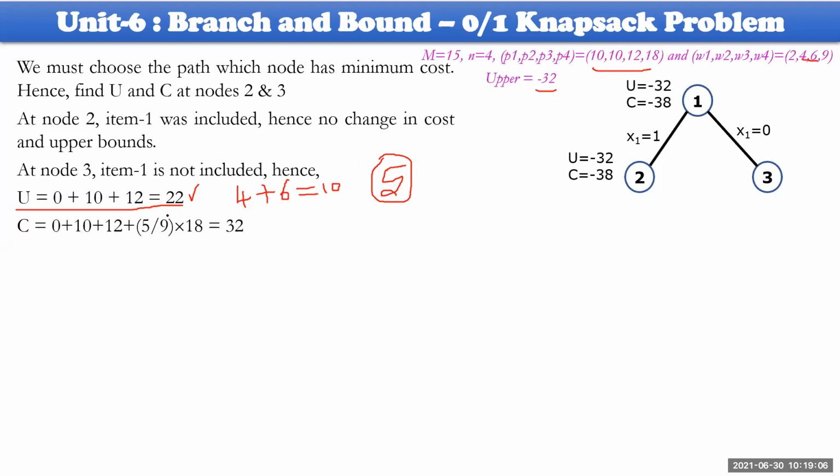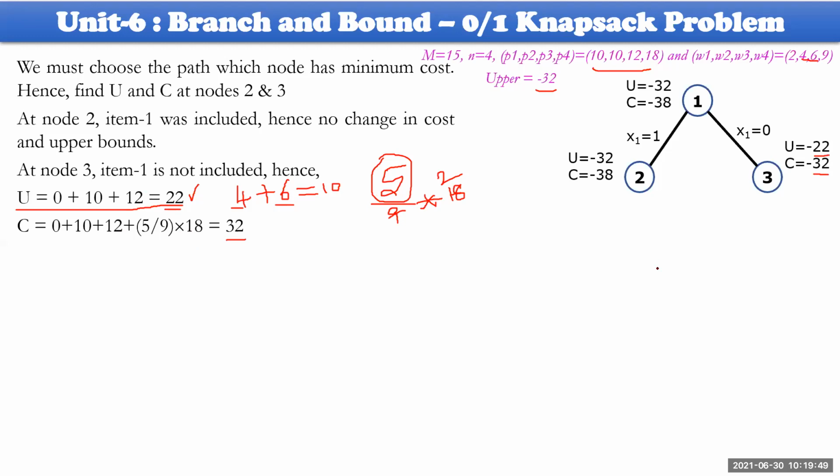Now the cost will be: the first item has been placed completely, the second item also placed completely, and the rest of the amount will be 5 divided by 9. What is the profit of this one? 18 units. So 5 by 9 into 18: 9 twos are 18, and 5 into 2 is 10. So 10 plus 12 plus 10, that is 32. The cost will be 32 and the upper bound is 22 here. So take that value here: the cost is 32 and the upper bound value is minus 22.